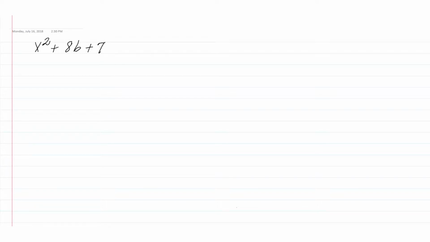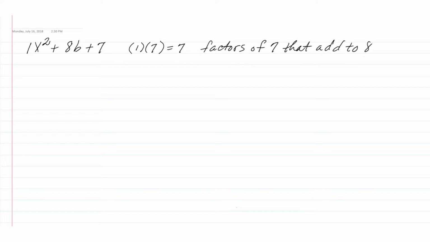Well, one of the favorite ways of factoring something like this is to take the first coefficient, which in our case is 1. So we multiply the 1 times the 7, our third coefficient, and of course we're going to get 7. So we're looking for the factors of 7 that add up to be 8. Those factors, of course, would be 1 and 7.